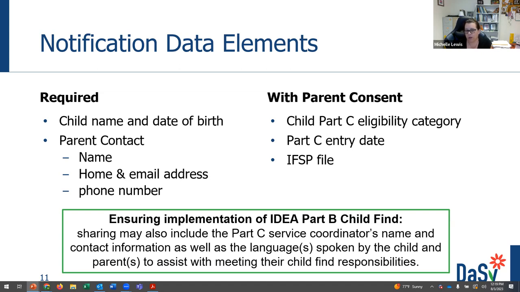It's also important when you're thinking about your notification system that you can also have parent signed consent to share more information with the LEA, things like Part C eligibility category, their entry date, their IFSP, so that the LEA has more information to use to move through the process. And now I'm going to turn it over to Ginger, I believe again, who's going to talk about the variation in potential notification process, as well as looking at degree of automation.